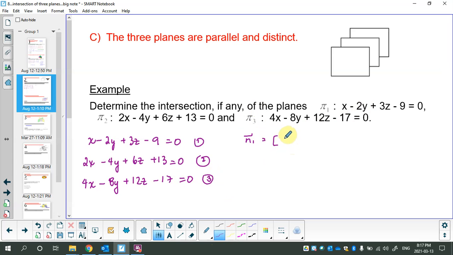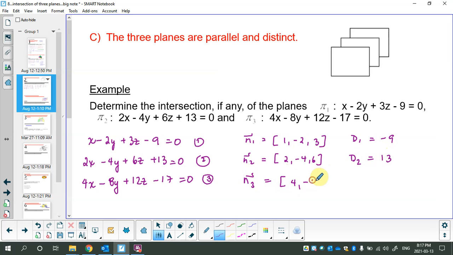So the normal for 1 is 1, negative 2, 3. That's the x, y, and z from the normal vector. And the d is negative 9. The normal vector for plane 2 is equal to 2, negative 4, 6, and the d for 2 is equal to 13. And the normal for plane 3 is equal to 4, negative 8, 12, and the d for plane 3 is negative 17. So if this is too much for you to look at, you might see patterns a little more easily when you take the letters out.